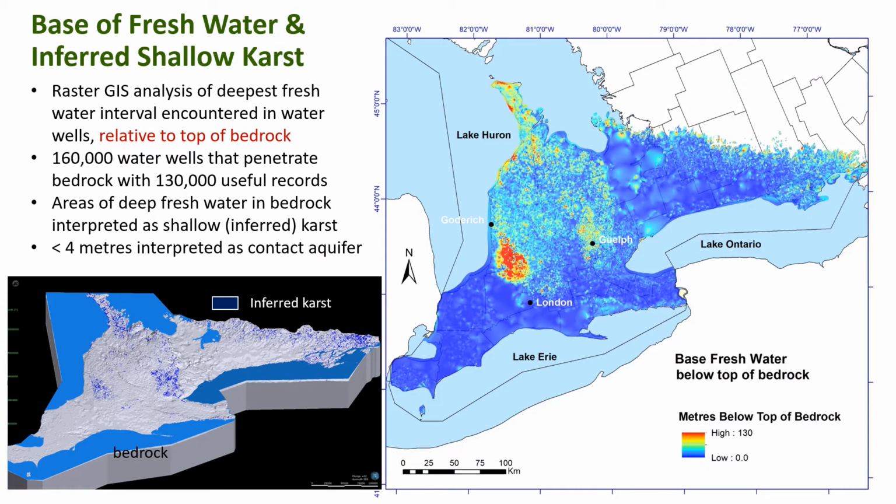There are 2 maps shown here. The larger shows depth of occurrence of fresh water beneath the bedrock surface as reported in water wells. Areas of red, yellow, and light blue are the deepest intervals. Dark blue shows areas where fresh water occurs generally less than 4 meters below the top of bedrock. The smaller map shows interpretation of the areas of deepest freshwater as shallow inferred karst in the 3D model.